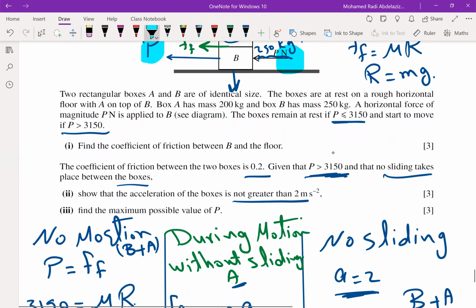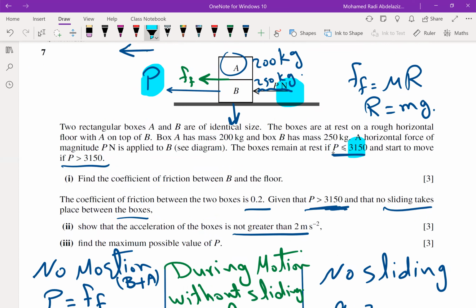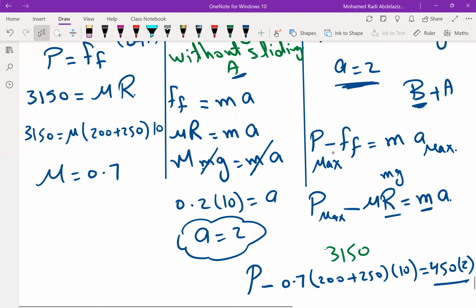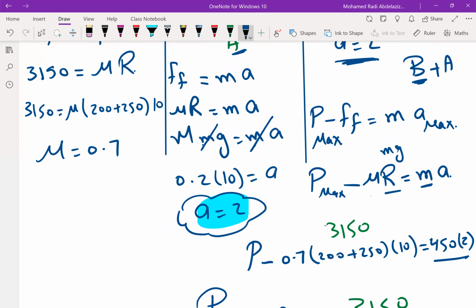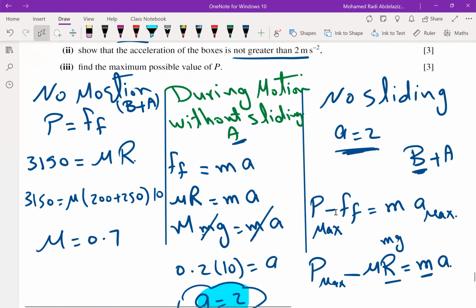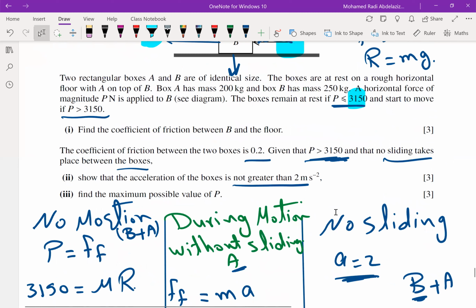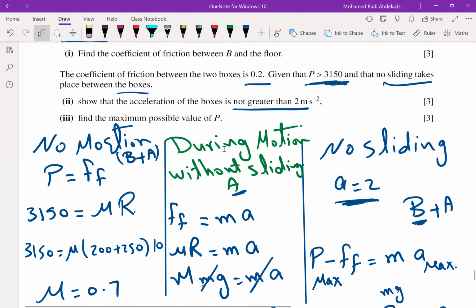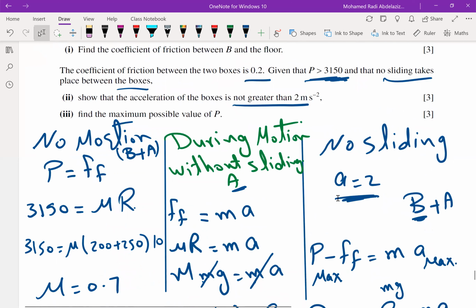When you increase the value of P to more than 3150, the system starts to move, but with no sliding for A. Now look at particle A, which moves under friction. The contact force between A and B is equal to ma. From this equation you get the maximum value of acceleration whereby both move together without sliding of particle A. So in this case the acceleration is not more than 2. To find the maximum value of P, go back to both together, B and A.